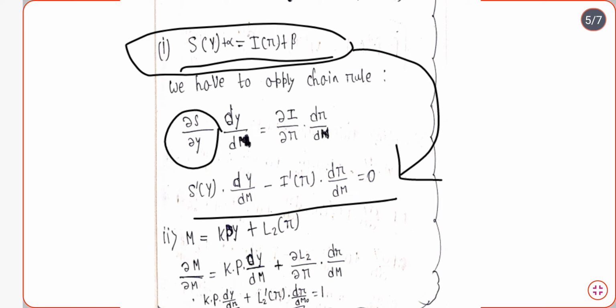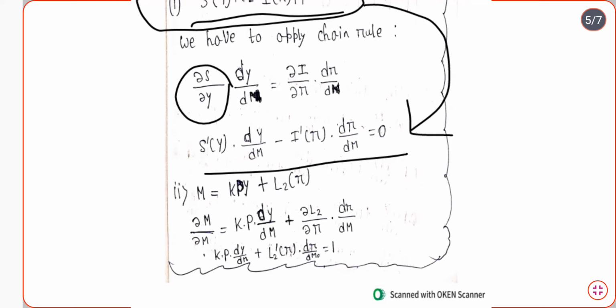Similarly, if we do the differentiation of equation 2 with respect to the total money supply, we get this. So here M will be converted into 1, del M will become 1, Kp, and this y will have the derivative. K and p are the constant parts, so they will be taken outside, and we will have the derivative of y only, that is dy dm.